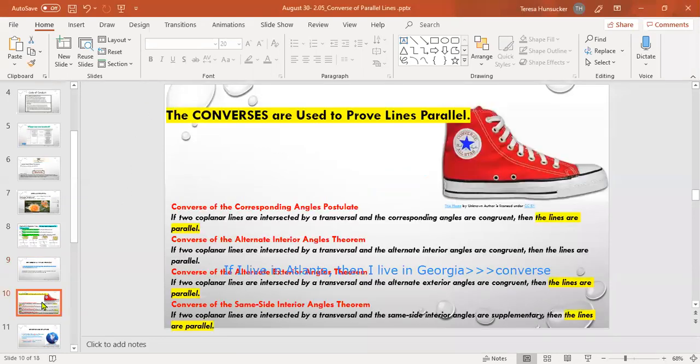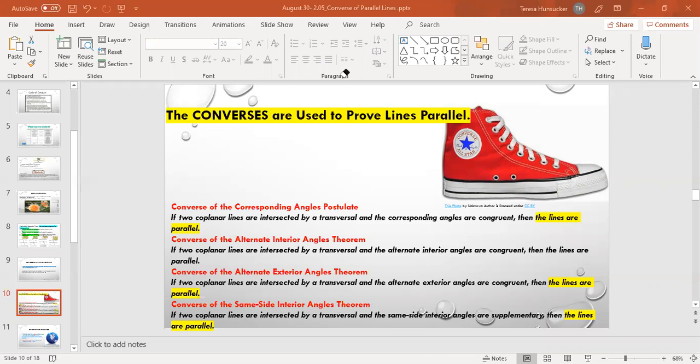So these are the converses that you are responsible for knowing. It's not any new material. You already know what corresponding angles are, alternate interior and exterior, and same side interior angles are. It's just not what you're trying to prove anymore. You're trying to prove the lines are parallel.